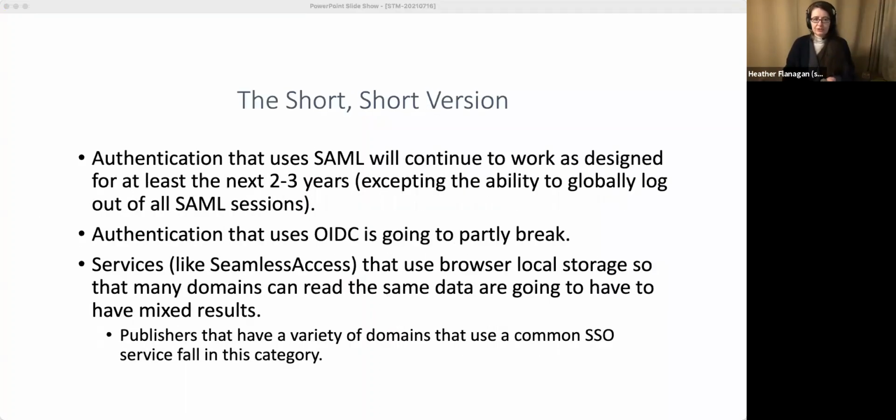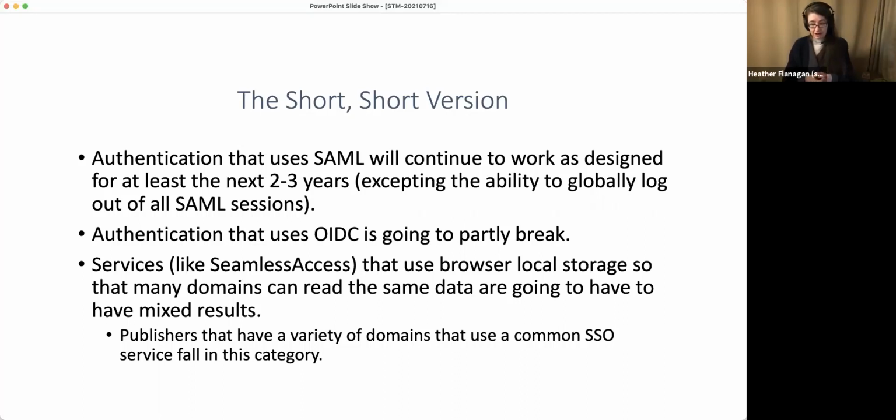So the short version, summarizing everything in this slide deck right to start. What's going to break? Okay, authentication that uses SAML will continue to work for at least the next 2 to 3 years, with one major exception in terms of functionality, and that's the ability to globally log out of all SAML sessions.